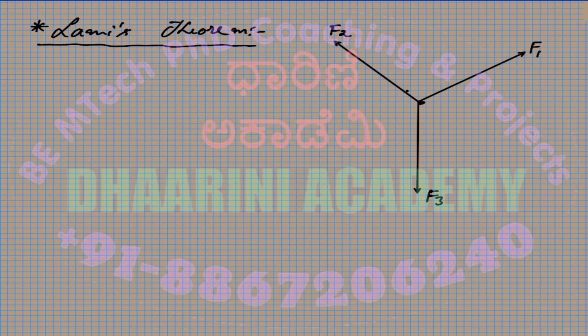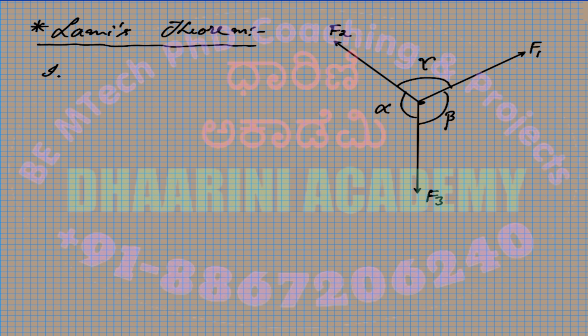Let's assume the angles. Opposite side of F1, I call that angle between F2 and F3 as alpha. Then opposite of F2, that is between F1 and F3, let's call this angle beta, and opposite of F3, that is between F1 and F2, I say that angle as gamma. Now if the force system is under equilibrium, then only Lami's theorem can be applied. The condition is that there should be exactly three forces, and they have to be in equilibrium.